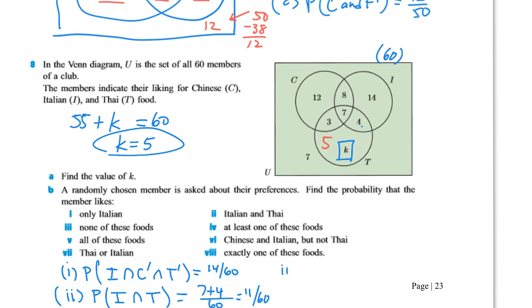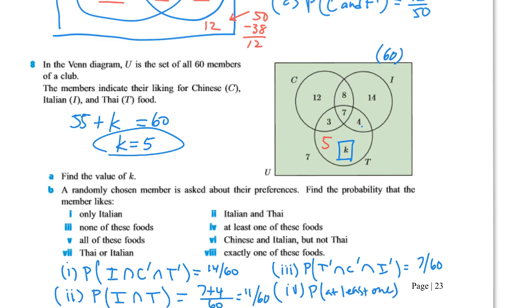Part 3, none of the foods. Well, that's an easy one. That means you don't like Thai, you don't like Chinese, you don't like Italian. 7 people said that. Part 4, at least one food. Okay, well, only 7 people said they liked none. So that means 53 out of 60 must have liked at least one.